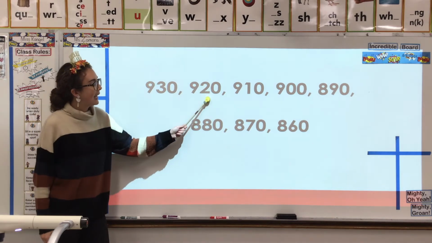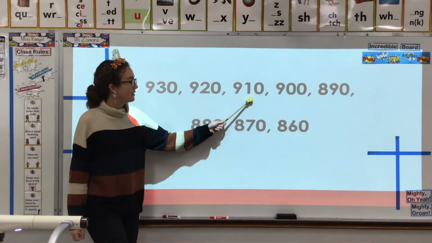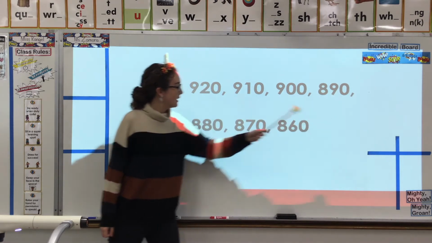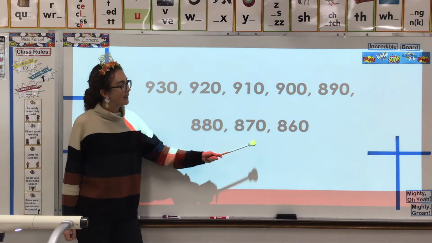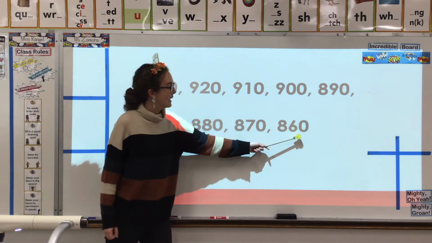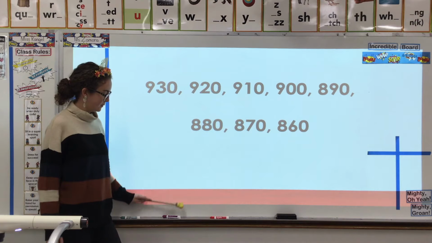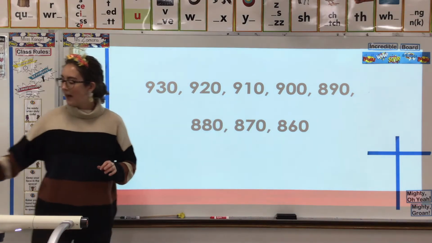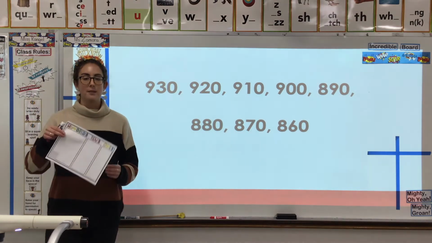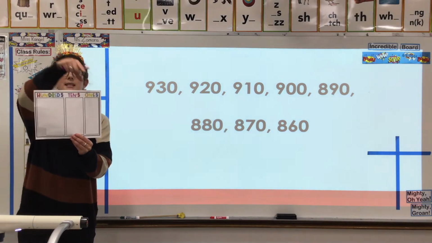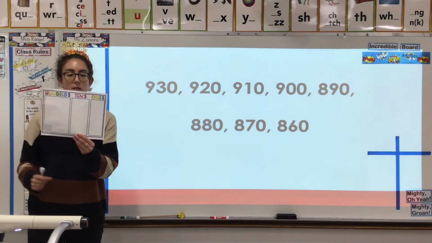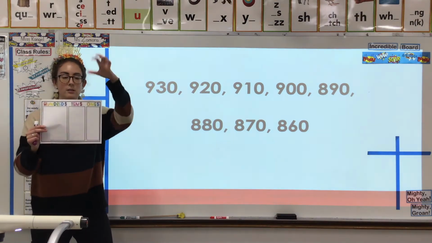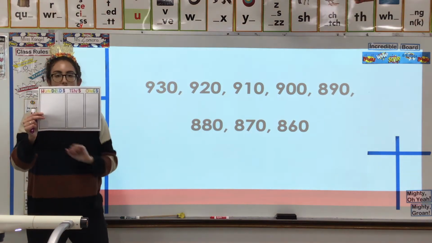Okay, follow along as I read the numbers out loud. 930, 920, 910, 900, 890, 880, 870, 860. Okay. Which place value is changing? Ones, tens, or hundreds? Which do you see is changing, is different? Ones, tens, or hundreds?